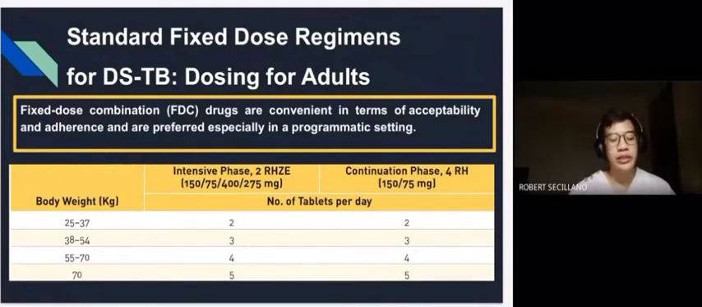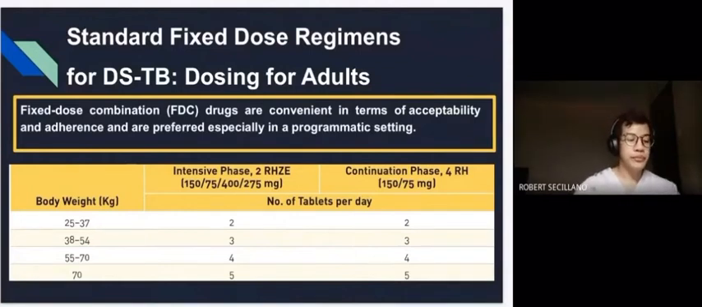In the intensive phase, it is composed of 150 milligrams of rifampicin, 75 milligrams of isoniazid, 400 milligrams of pyrazinamide, and 275 milligrams of ethambutol. Based on the weight of the patient, which is 72.7, as you can see on the table, you will give 5 tablets. So in the intensive phase, you will give 5 tablets of fixed dose regimen daily for 2 months. Then in the continuous phase, fixed dose rifampicin and isoniazid, 5 tablets daily for 4 months.